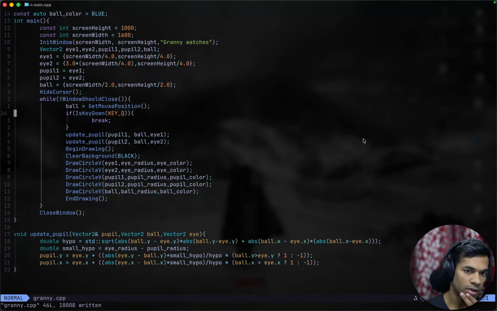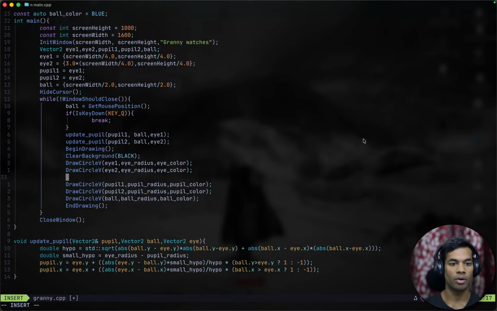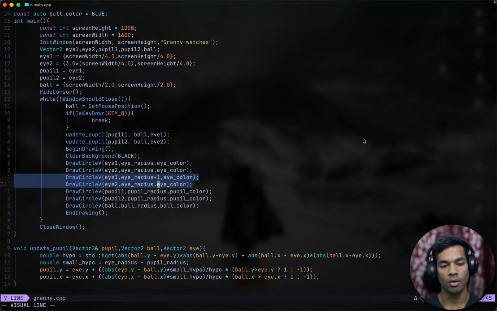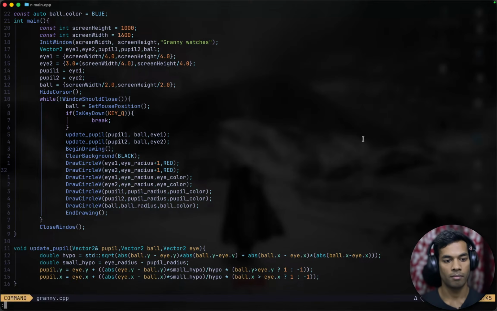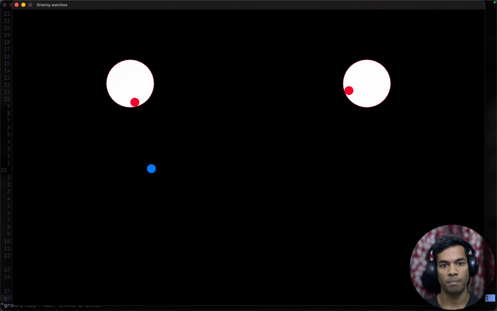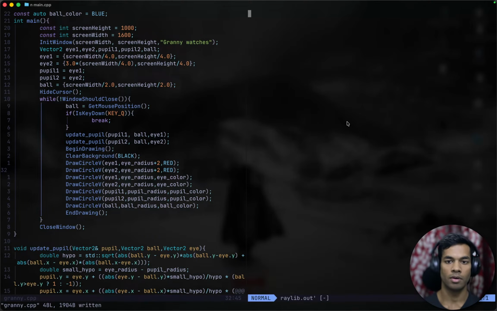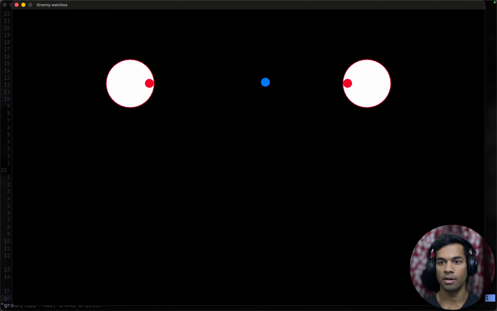What you will do is, after drawing these two circles, you will draw two more circles at the same place with the radius plus one. Or no, here radius plus one and red. How's this? Yeah, there is like a little outlining outside. That is nice. Let's make this two. How about this? And yes, that is a little bit more outlining. That is cool.